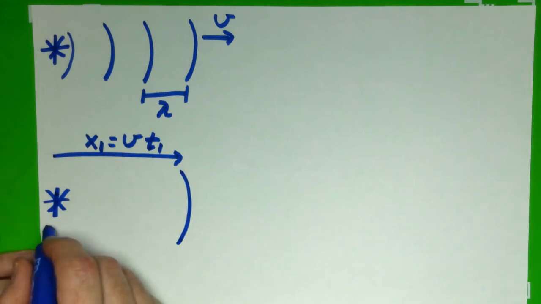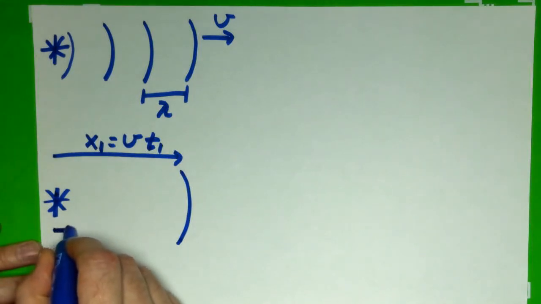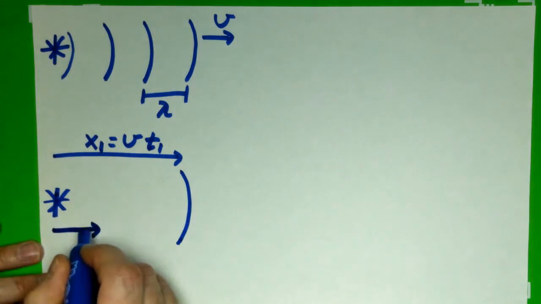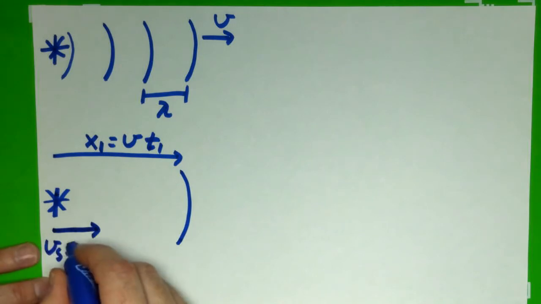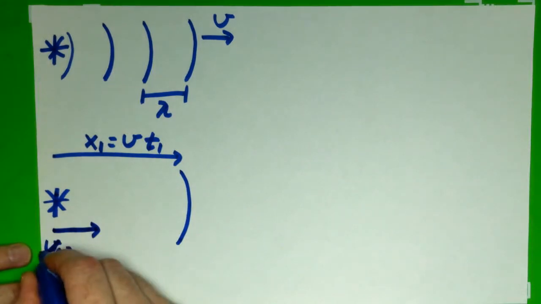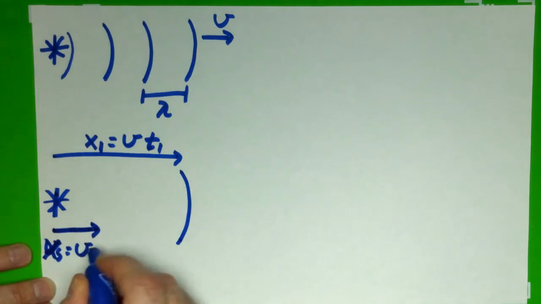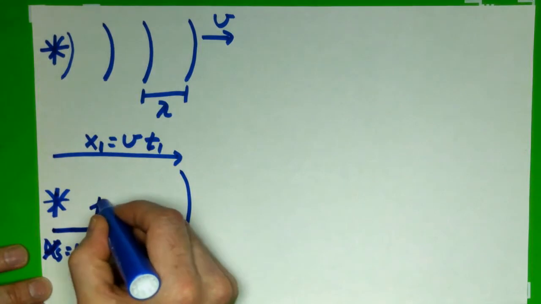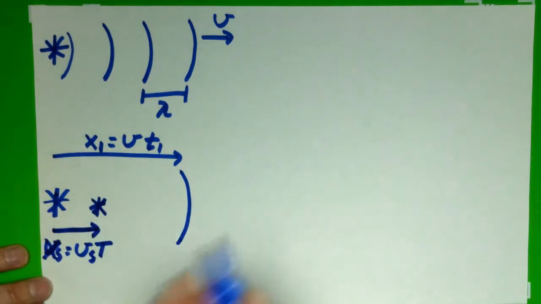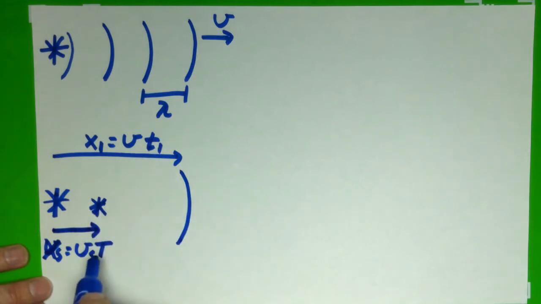Now, suppose that the source is moving at a speed vs, and in 1 period it travels this far. So vs equals xs, the distance the source traveled, is equal to vs times 1 period. And when it got to here, it released the next wave, which then traveled for a time t1 minus t.